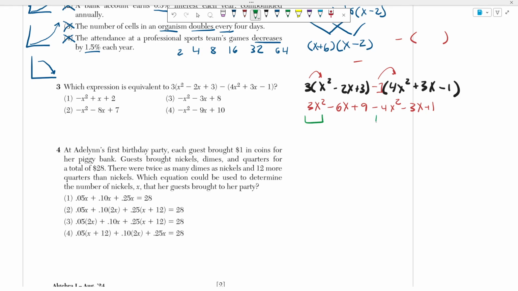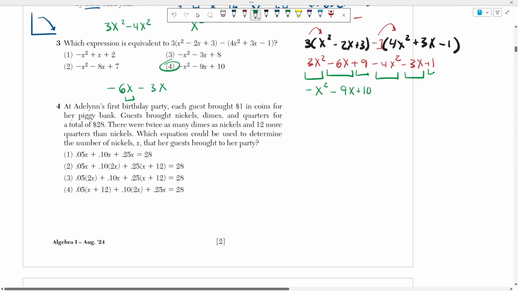So I'm going to combine 3x squared with negative 4x squared. Why? Because they both have x squared attached to them. So 3x squared minus 4x squared is going to be negative 1x squared, or just negative x squared. Then we have negative 6x minus 3x. Again, I'm combining them because they only have an x at the end. That's going to equal negative 9x. And finally, positive 9 plus 1 is equal to 10. So this aligns with choice 4.